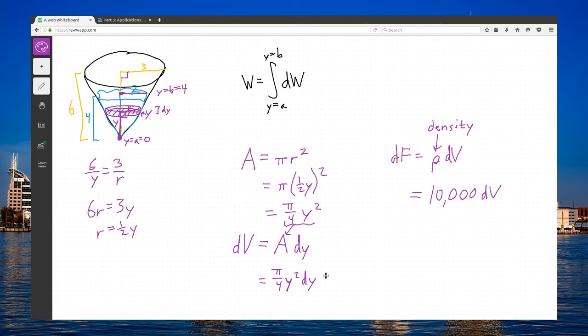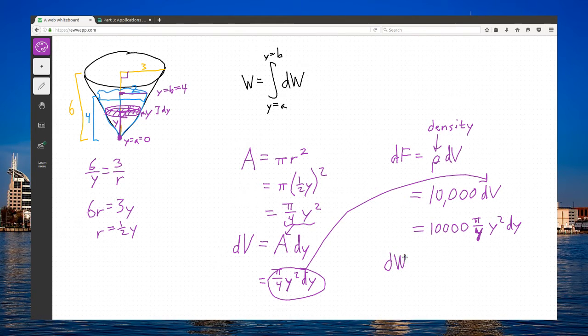All right, so I'll take this dV and I'll plug that in right here. And so my force differential will be 10,000 times pi over 4 y squared dy. I'll wait to simplify this until later. All right, so we've gone from area to a volume differential to a force differential, and now we're finally ready to figure out the work differential. Essentially, all we want to know is the work required to lift this infinitely thin slab of water up and out. And work, as we all know, is force times displacement.